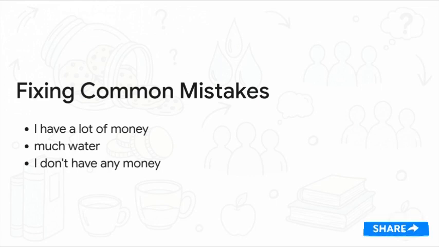Next mistake, many water. Well, water is uncountable, so many is clearly wrong. We fix that right up to much water. And finally, I don't have some money. That's a negative sentence. And we know some is reserved for affirmatives, so we swap it for any, resulting in the correct phrasing, I don't have any money.